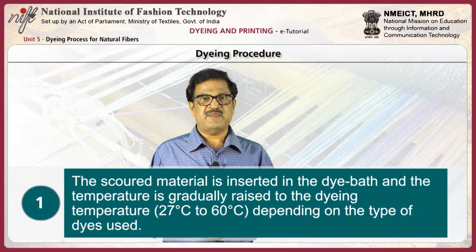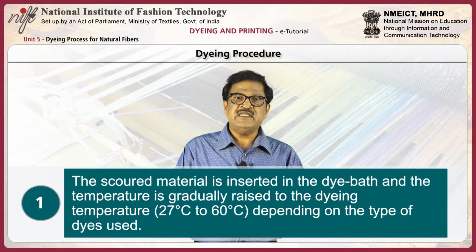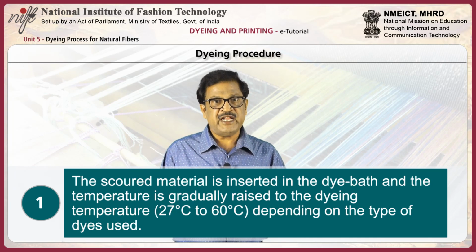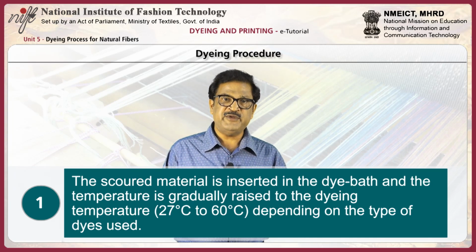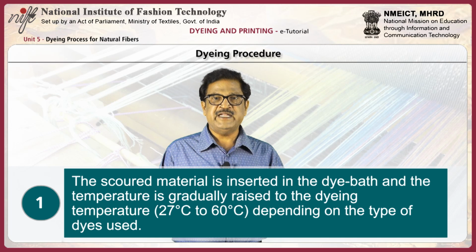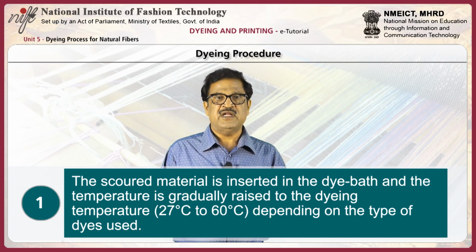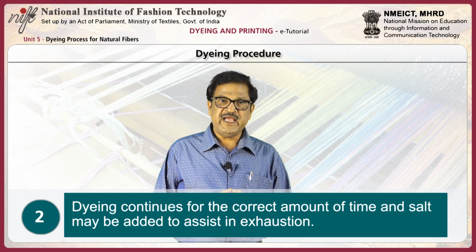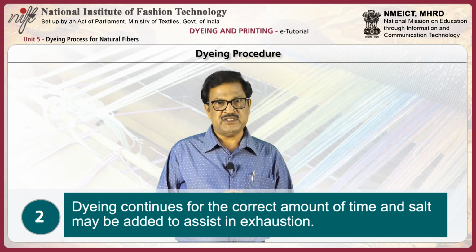Dyeing procedure. The covered material is inserted in the dye bath and the temperature is gradually raised to the dyeing temperature, about 27 degrees centigrade to 60 degrees centigrade depending on the type of dyes used. Dyeing continues for the proper amount of time and salt may be added to assist in exhaustion.